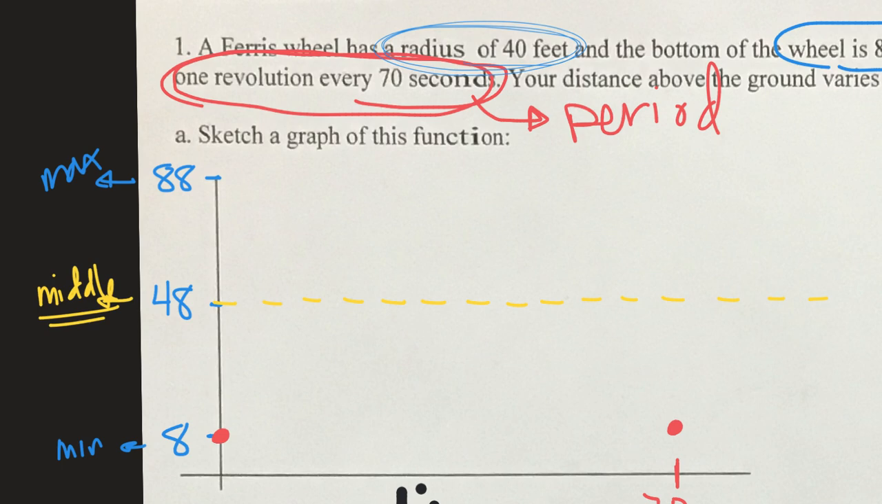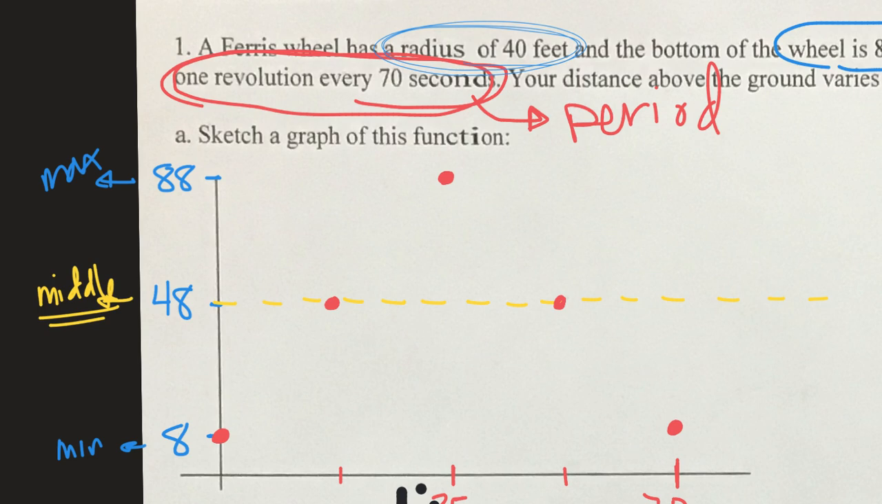Which means exactly halfway, which is 35 seconds, we're going to be at the maximum value of 88 feet. And because this is sinusoidal, halfway between there, we're going to be at our midline, and then halfway between the middle and the end, we're going to be at our midline again. Right? These are the 5 points that we need to graph all of these sinusoids, in this case, a cosine.